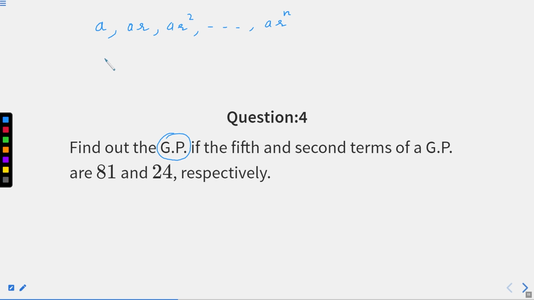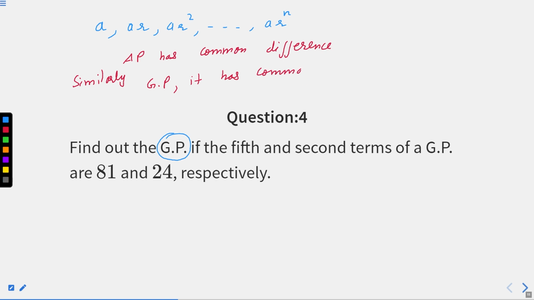In the previous topic, an AP has a common difference. But similarly, a GP has a common ratio.